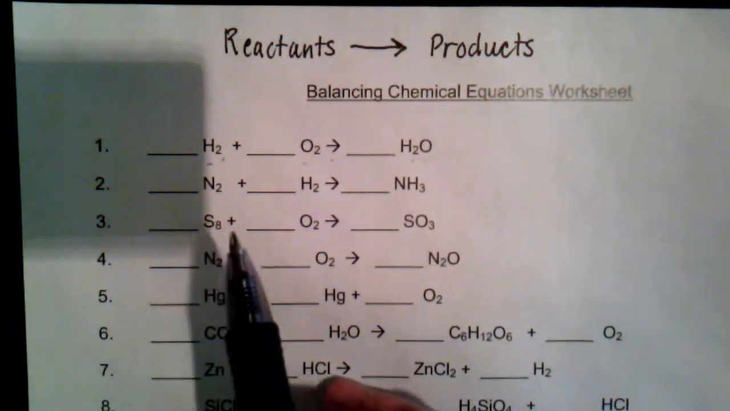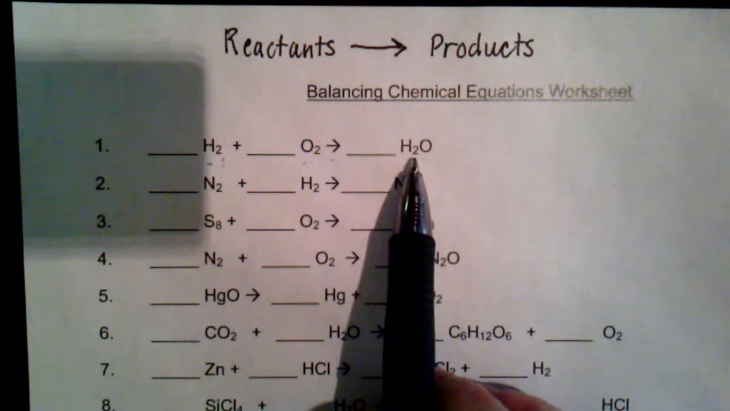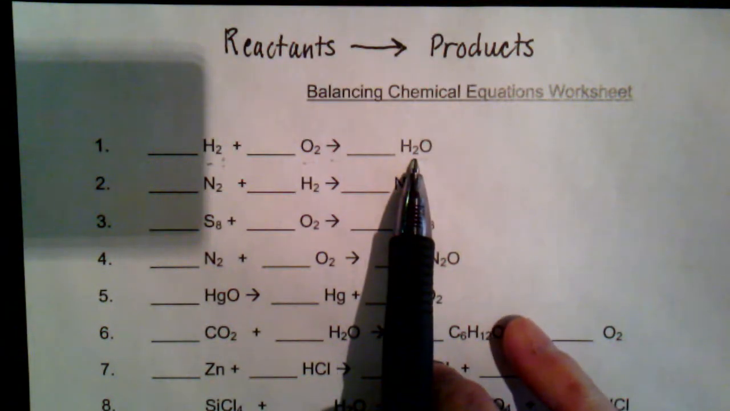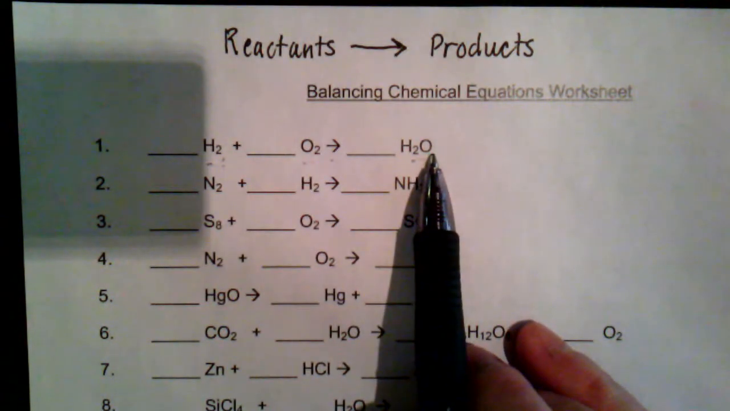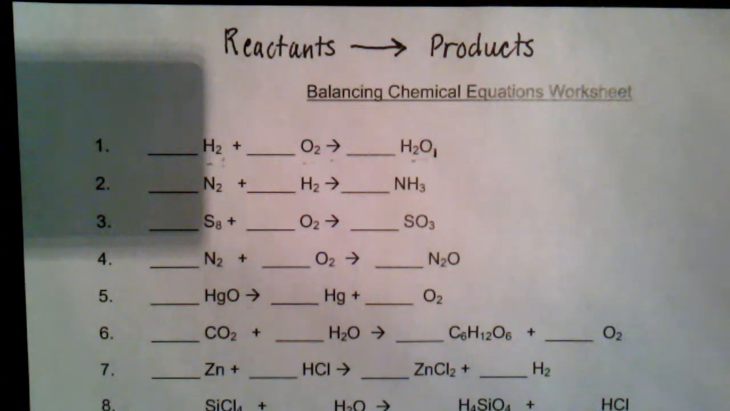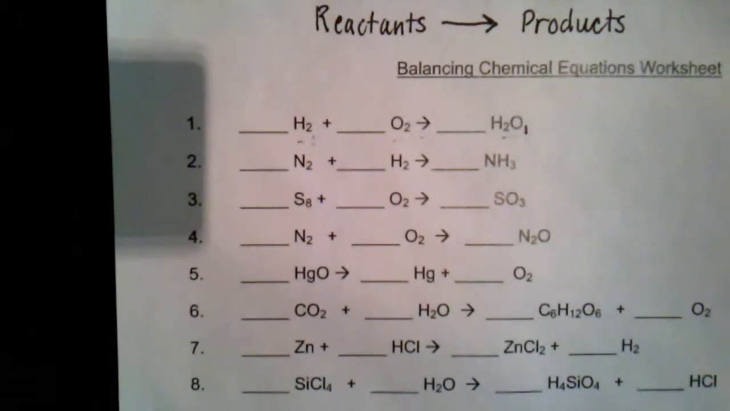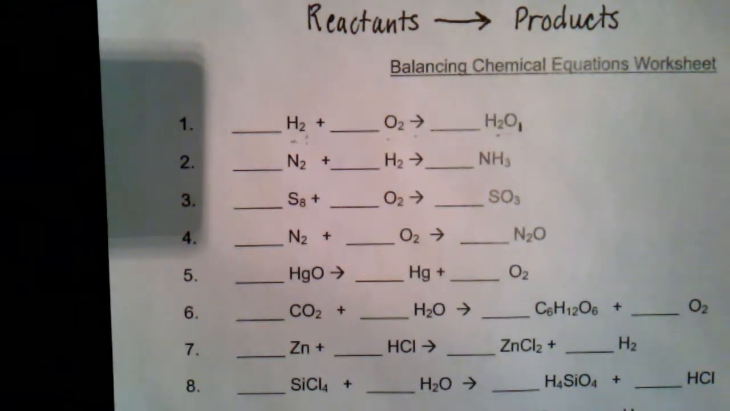Okay, so we have 2 hydrogen here, and we have 2 hydrogen on this side. So the hydrogens are balanced. Over here we have 2 oxygens, and if there's nothing after it, it's like there's a 1 there. If you need to put that 1 in there, that is perfectly fine. It just won't be written like that in a real chemical equation. But if you need it there for visual support, then you can do that.